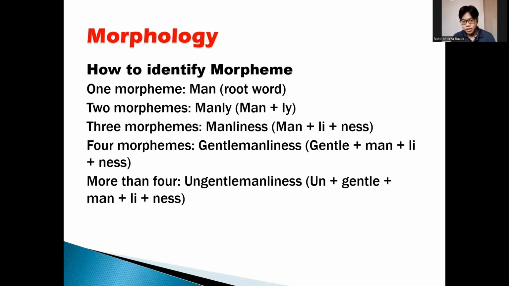Next, how to identify morphemes. First, we have to identify the root word. For example, the one morpheme is the word man, which is a root word. Then two morphemes, the example is manly, man plus ly. Three morphemes, manliness: man plus ly and ness. Four morphemes, gentlemanliness: gentle, man, ly, and ness. More than four is ungentlemanliness.